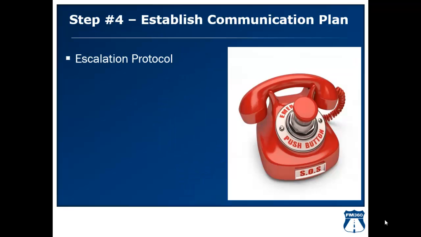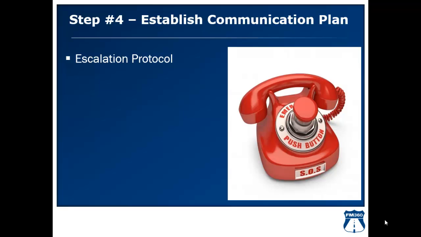Step 4, establish a communication plan. I start off with an escalation protocol. Who gets notified first, or how does that first person get notified? Is it through an alarm via the control system? Is it through a security desk or a service desk? Or is it possibly through an occupant?